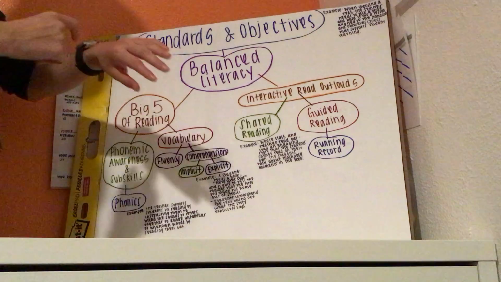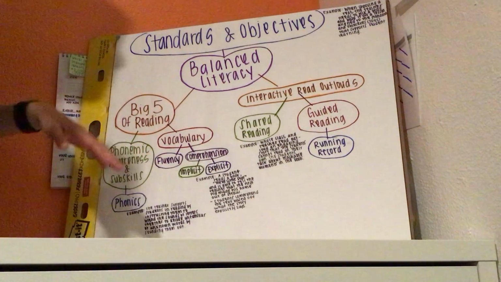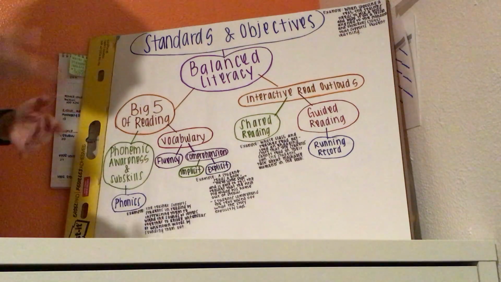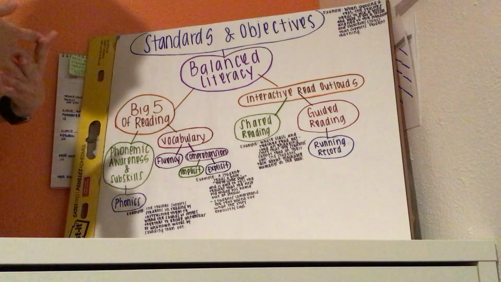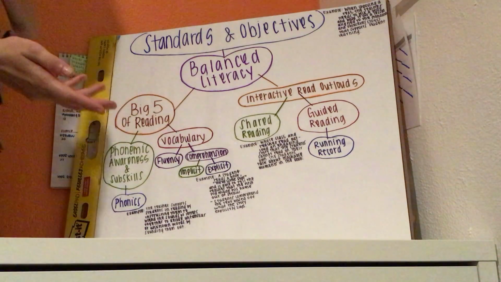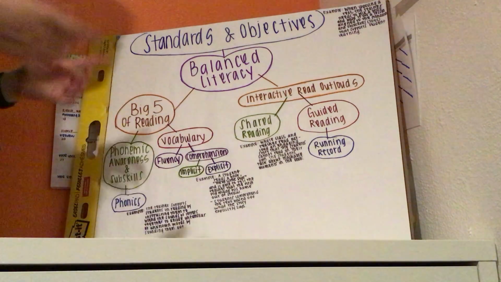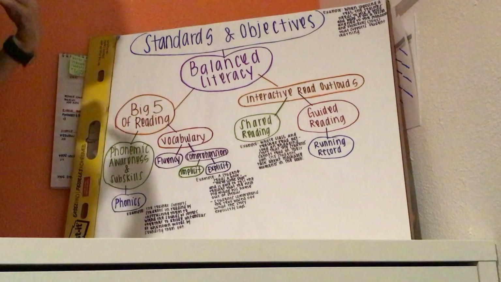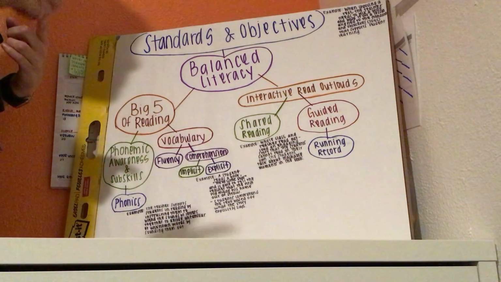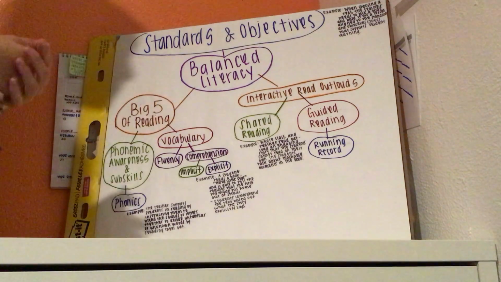So then we move on to the balanced literacy. Balanced literacy is so important because it incorporates reading and writing and how they correspond to one another. As a student learns how to read, they learn how to write, and as they learn how to write, they learn how to read. And this is important when students learn because this is also tied into the standards and objectives. Whenever students are learning this, the teachers are teaching them this based off those standards.